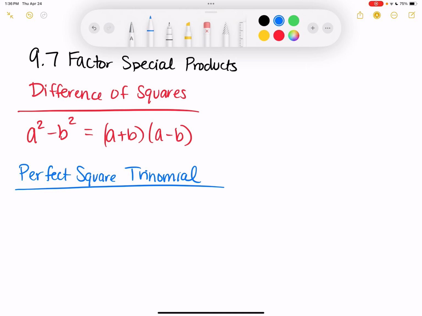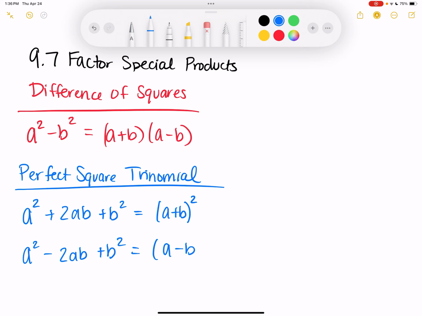Anyways, there's two options for this one. It can be a squared plus 2ab plus b squared is equal to a plus b squared, or a squared minus 2ab plus b squared equals a minus b squared. The thing here is it's whatever the first term is squared, the last term is squared, and then the middle is 2 times the first term times the last term. The sign of the middle always determines the sign out here.